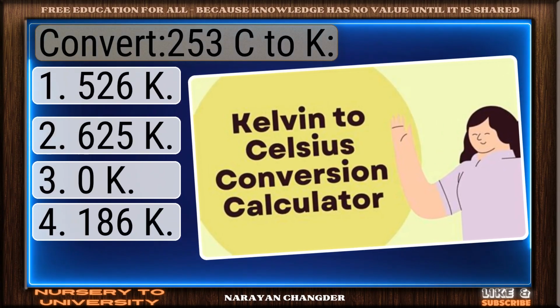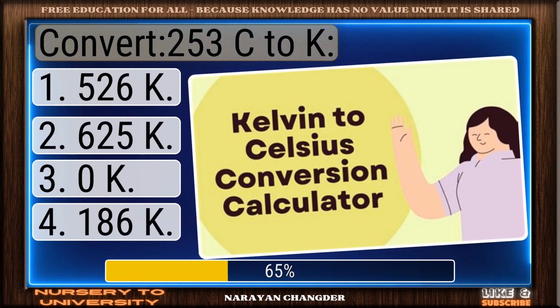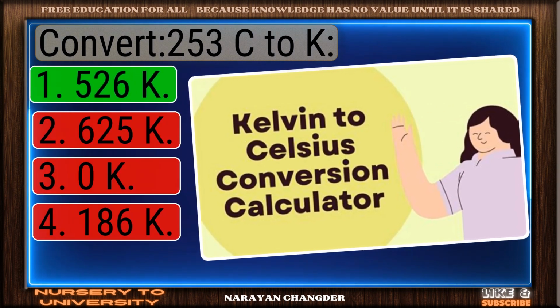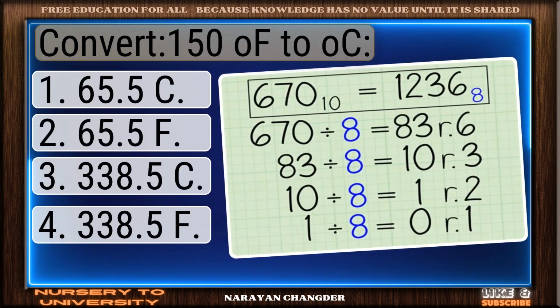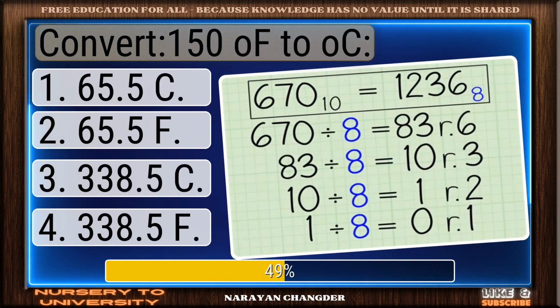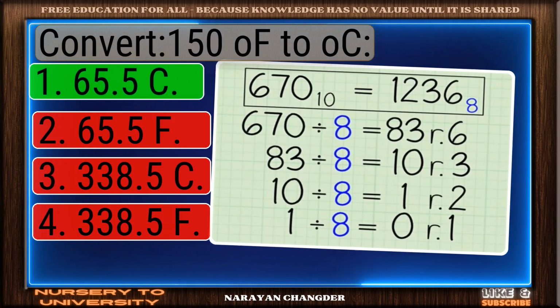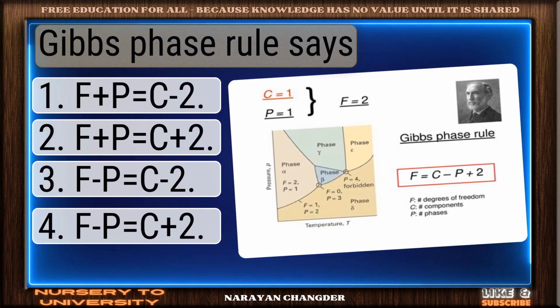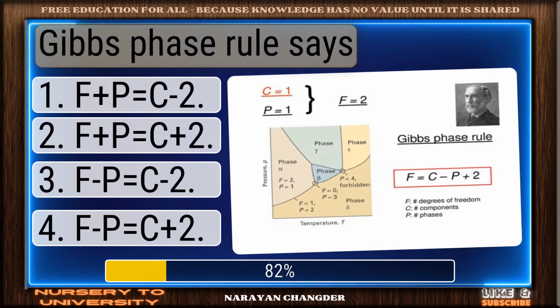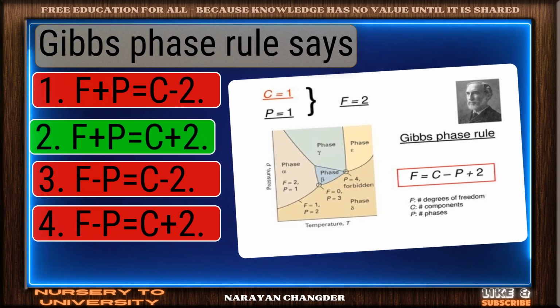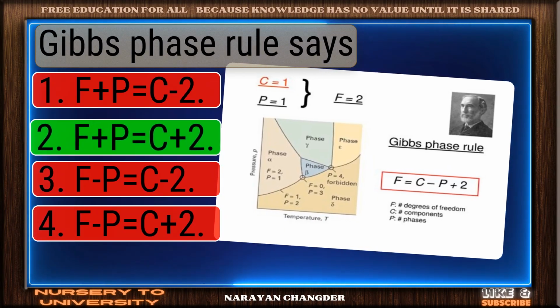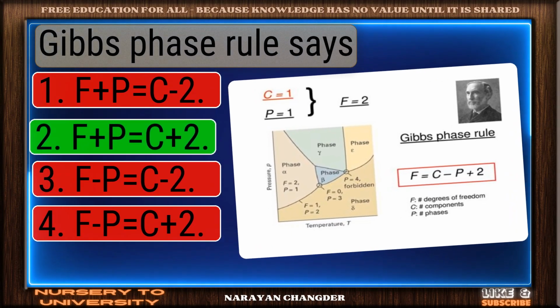253 C to K. 526K is the answer. Convert 150 of to. Smart pick. 65.5 C is the correct choice. Gibbs phase rule says. Nice work. You chose F plus P equal to C plus 2 and it is correct.